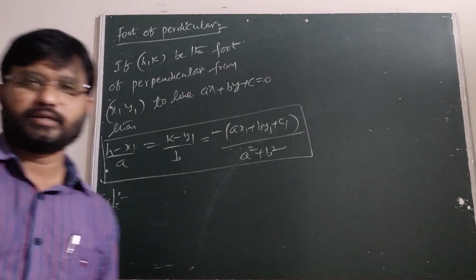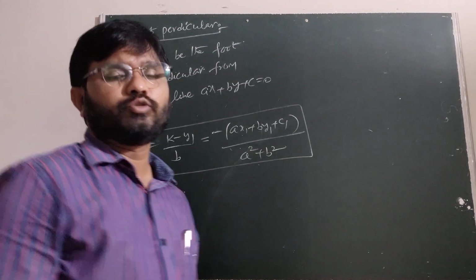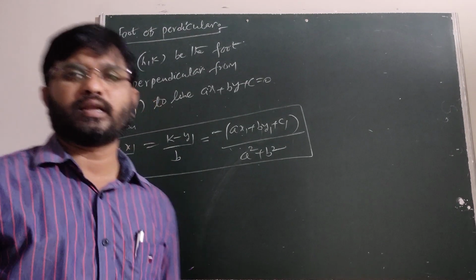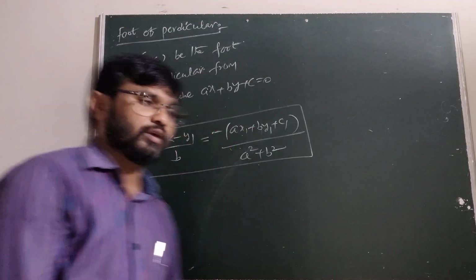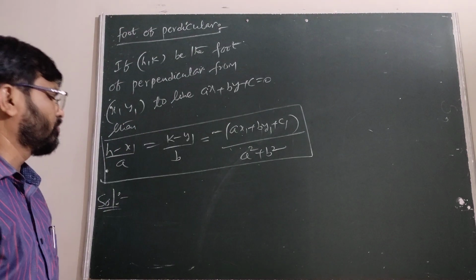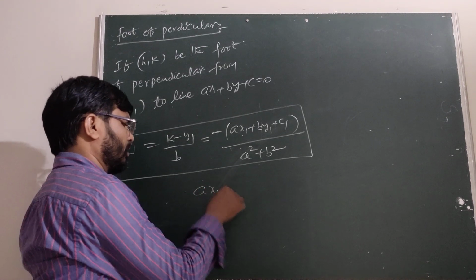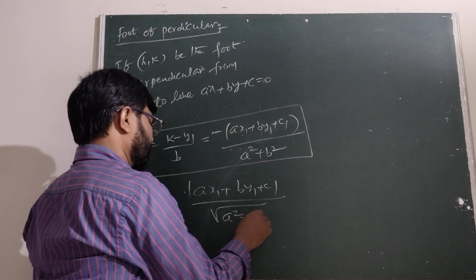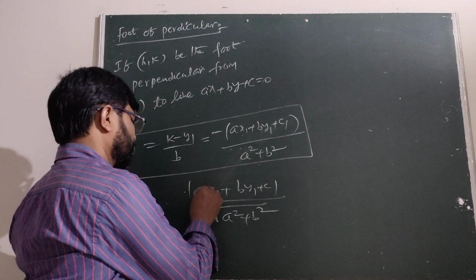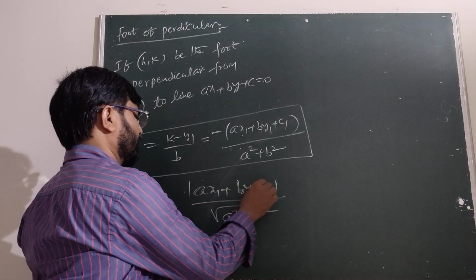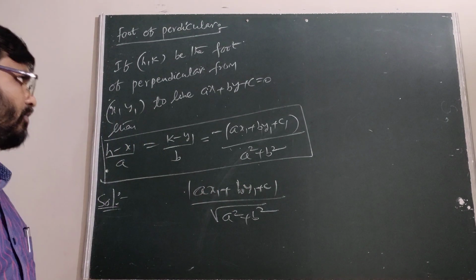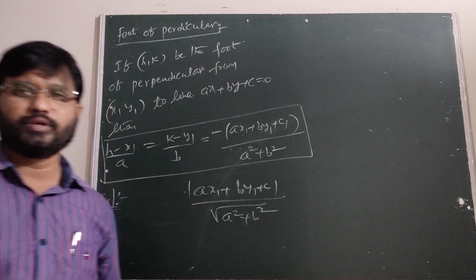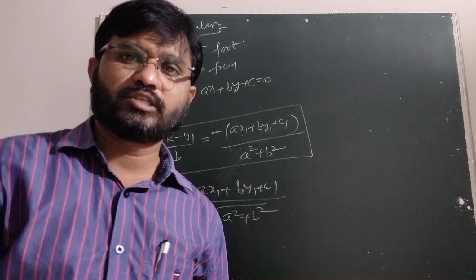Foot is a point, but length is a distance. We have to know that the length of the perpendicular, or the perpendicular distance from x1 y1 to the line ax plus by plus c equal to 0, we know that is the mod of (ax1 plus by1 plus c) upon under root of (a square plus b square). This is a distance. The distance from x1 y1 to the line ax plus by plus c equal to 0 is modulus of (ax1 plus by1 plus c) by root of (a square plus b square).